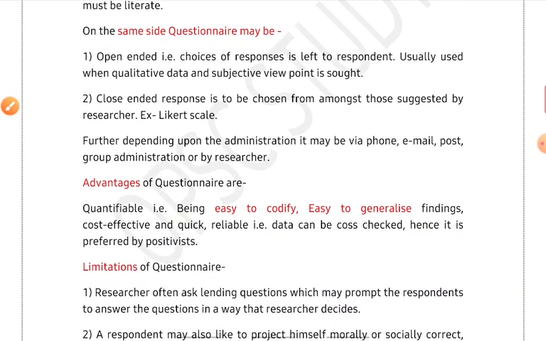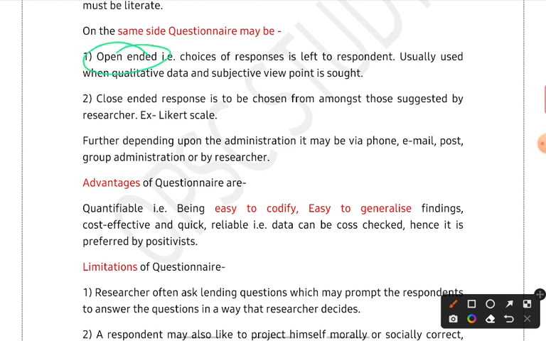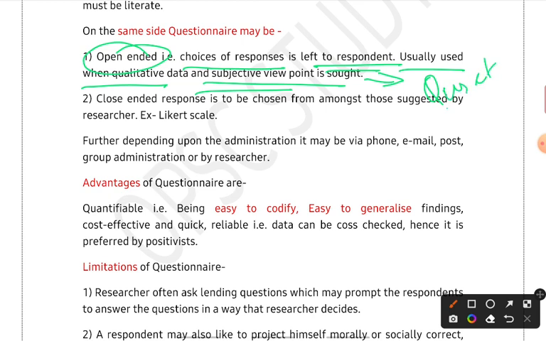Then what are the characteristics of it? It can be open-ended, with the choice of responses left to the respondent, usually used when qualitative data and a subjective viewpoint is sought. Suppose, for example, a subjective question and answer, like how we are doing over here, what is sociology? So you will try to write an answer for it.